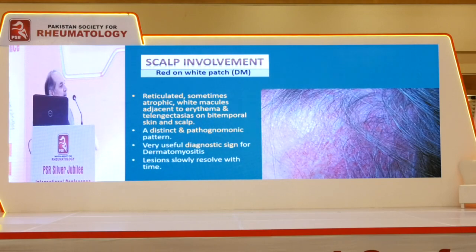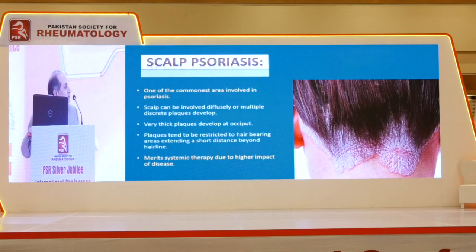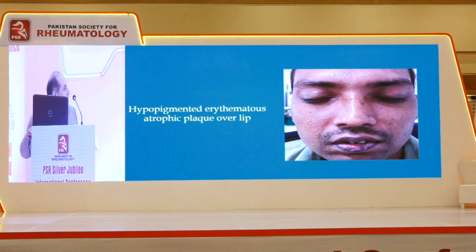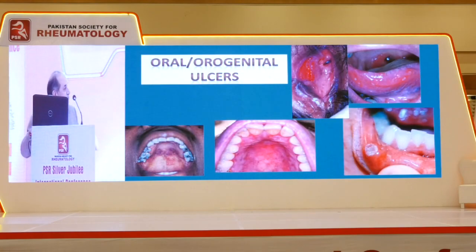Red and white patches on the scalp are an important feature of dermatomyositis along with alopecia. Psoriasis shows well-defined erythematous plaques with silvery scales on the scalp. A DLE-like lesion over the lower lip is a manifestation of DLE. And orogenital ulcerations, especially on the palate, are an important feature of SLE.